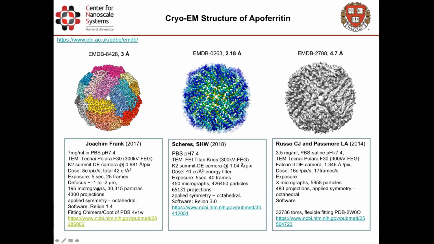One of the things which also defines the resolution of your structure is the number of particles which contribute to the reconstruction. The better your imaging and your system, the fewer particles you need to get the full reconstruction. You can see that almost 500,000 were used for the 2.2 angstrom resolution, but only 3,000 were used for the 3 angstrom resolution, and only 6,000 for the 4.7 angstrom resolution. And you have, of course, the software used.